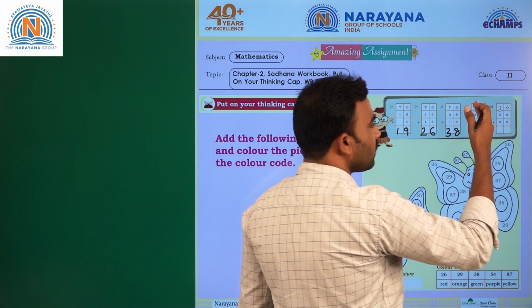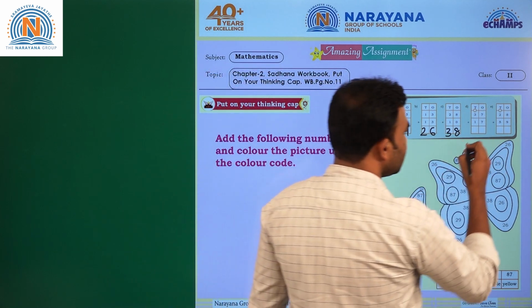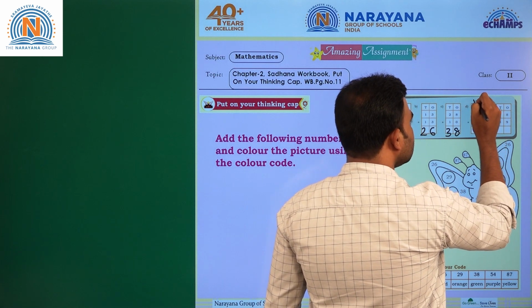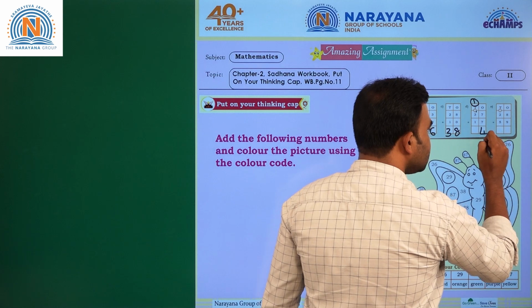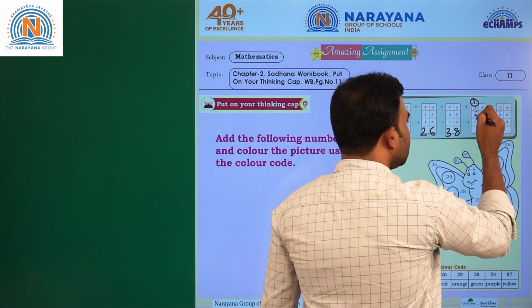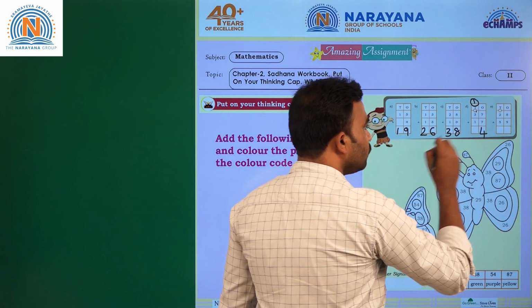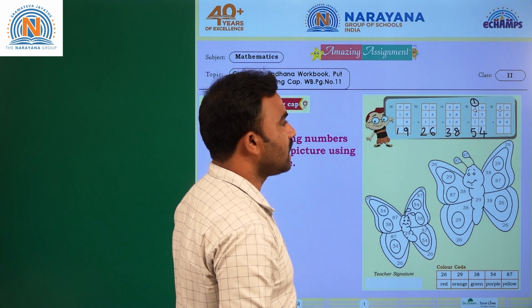Next one, 7 plus 1, 7. In the ones place, we have 7 and 7. Add 7 and 7. 7 plus 7 is 14. Regroup 1 to the next place and write 4 in the same place, that means the ones place. Next, in the tens place, the digits are 3 plus 1, 4. 4 plus 1, 5. 54 is the answer.